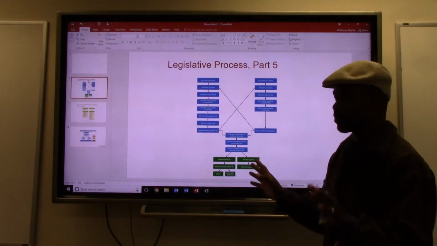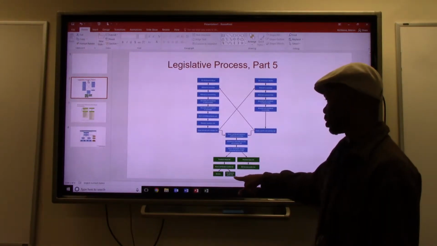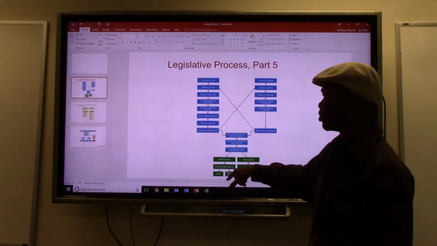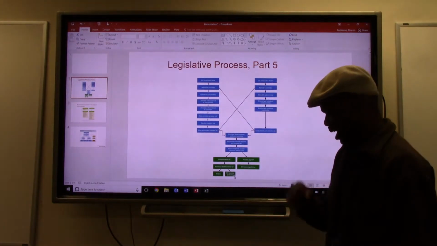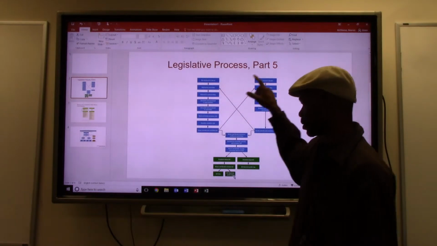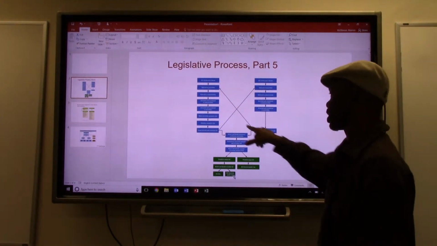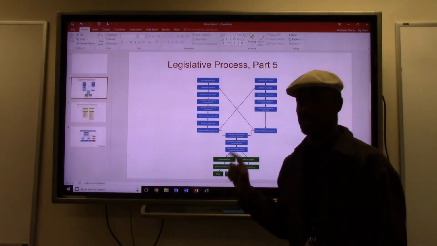So you have all those differences, but the point is you have those 2 chambers, and for any one bill to become law, it must be approved by both chambers. It has to go through the House, be approved. It has to go through the Senate, be approved. If it starts in the Senate, then it goes to the House separately. If it starts in the House, then it goes to the Senate separately. And then they both have to approve the same bill.